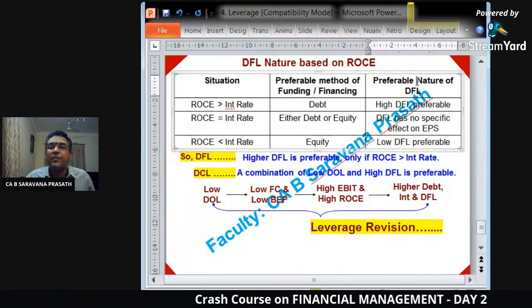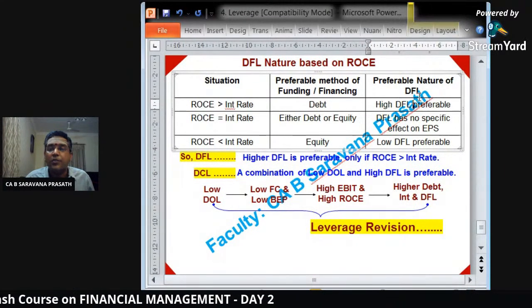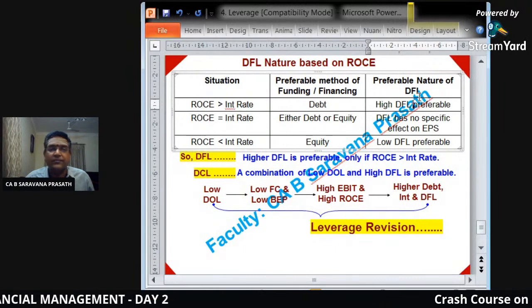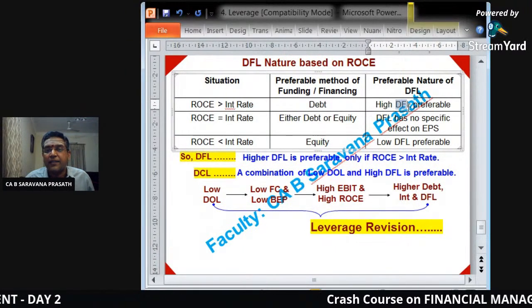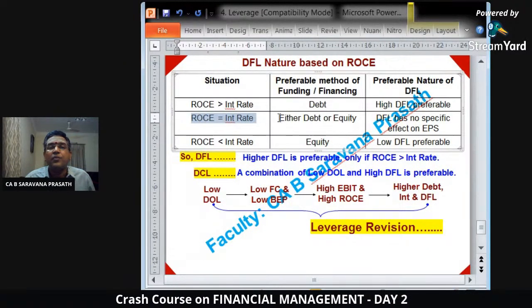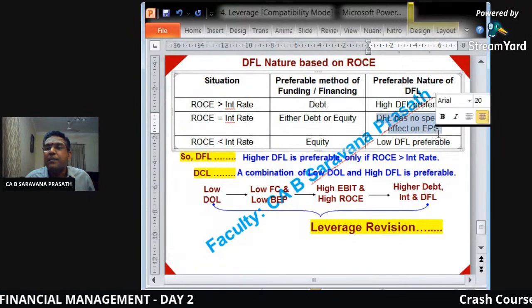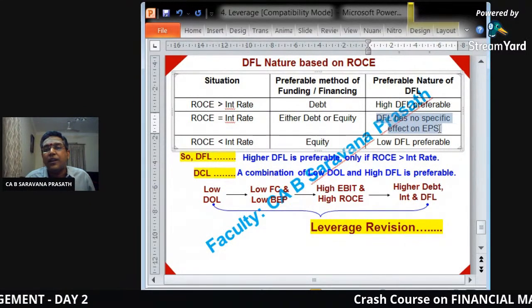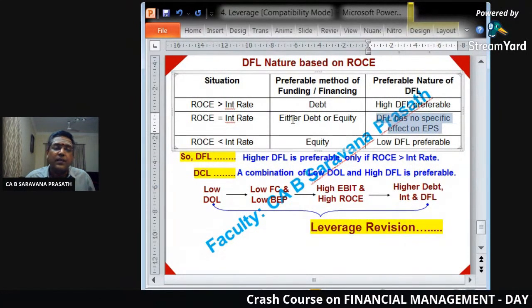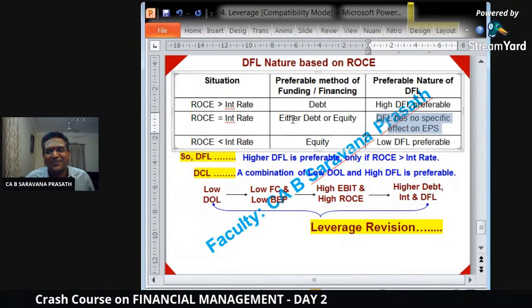So what should be the preferable nature of DFL? It is better to go in for a high DFL. Borrow more and have a high DFL. If ROC is equivalent to interest rate, whether you borrow or not, it doesn't matter because EPS will not be impacted at all. So either debt or equity, whatever be the source of fund, you can take any one of these.